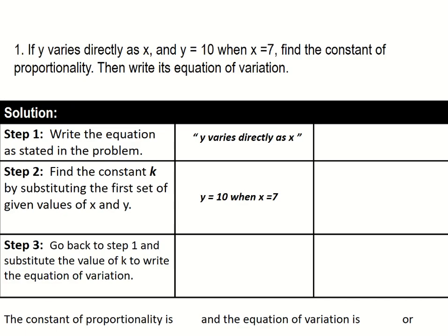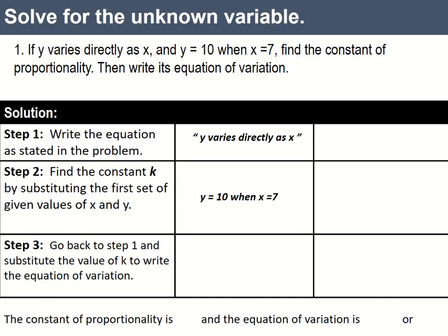Now let's have an example here. We are going to solve for the unknown variable. If y varies directly as x and y is equal to 10 when x equals 7, find the constant of proportionality, then write its equation of variation. So, step 1, we are going to write the equation as stated in the problem. We have y varies directly as x. So, remember that in direct variation, the dependent variable is mentioned first. So, y here is our dependent variable.